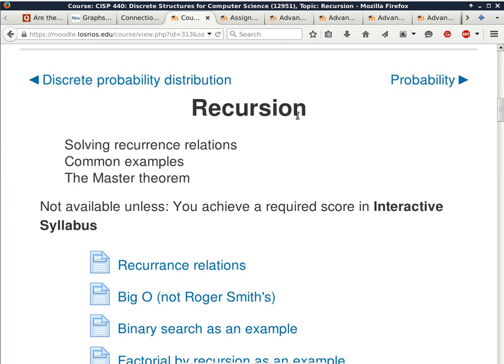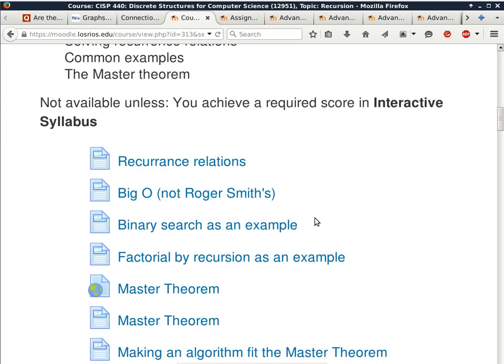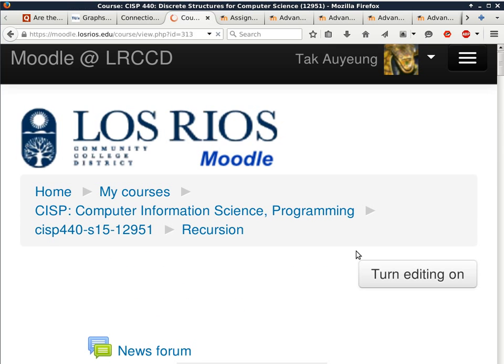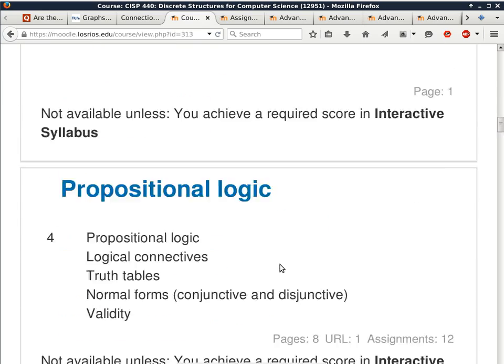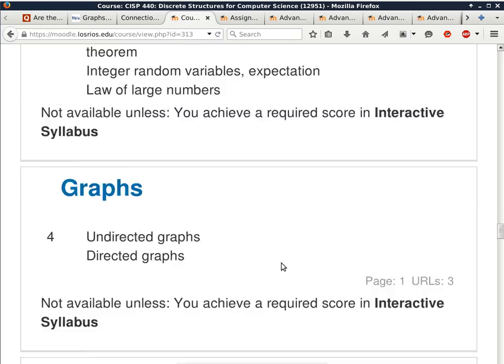All right. So I did prepare a little bit more stuff for graph theory, so let's go there and just take a quick look. Just because I spent time to work on it, you guys have to spend time to read it. Okay. Recursion, probability, graphs.